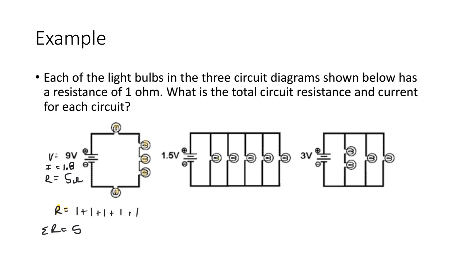This next one has 5 light bulbs as well, 5 resistors. So if we calculate our equivalent resistance, 1/1 plus 1/1 plus 1/1 plus 1/1 plus 1/1. 1/R equals 5, which means that R is 1/5, or 0.2. So this has a total voltage of 1.5, a total resistance of 0.2. We can use V equals IR to find its total current, 7.5.